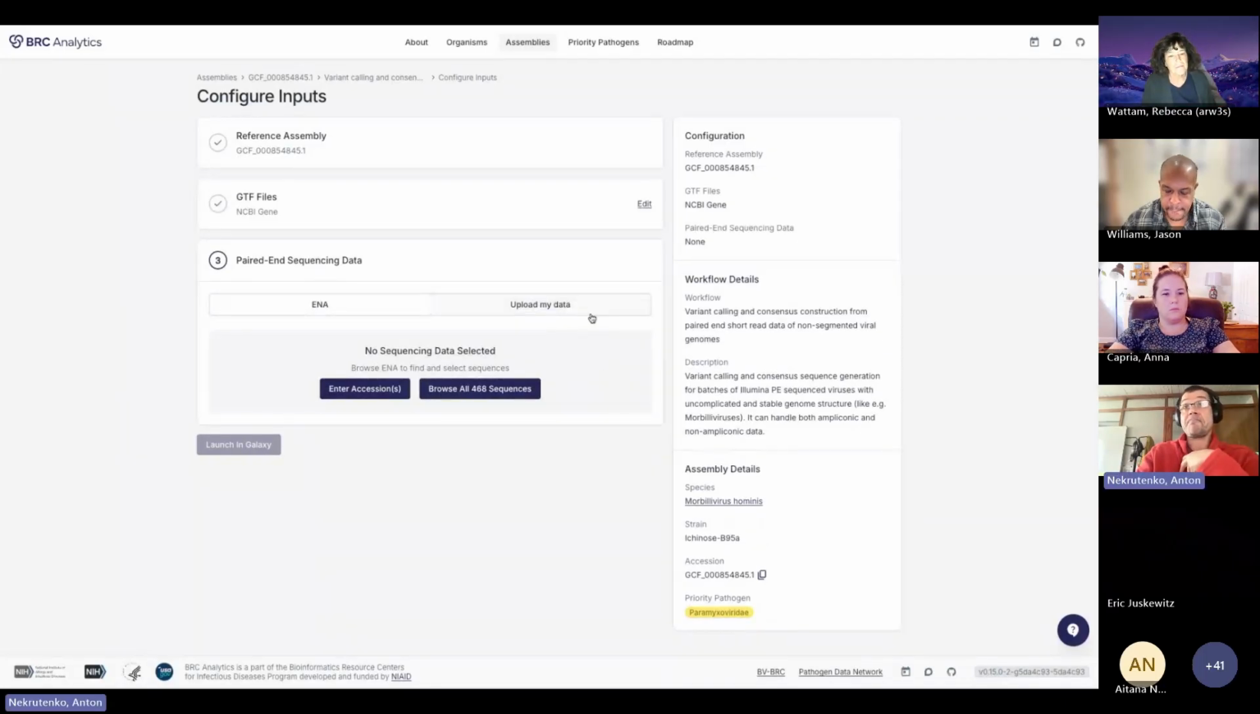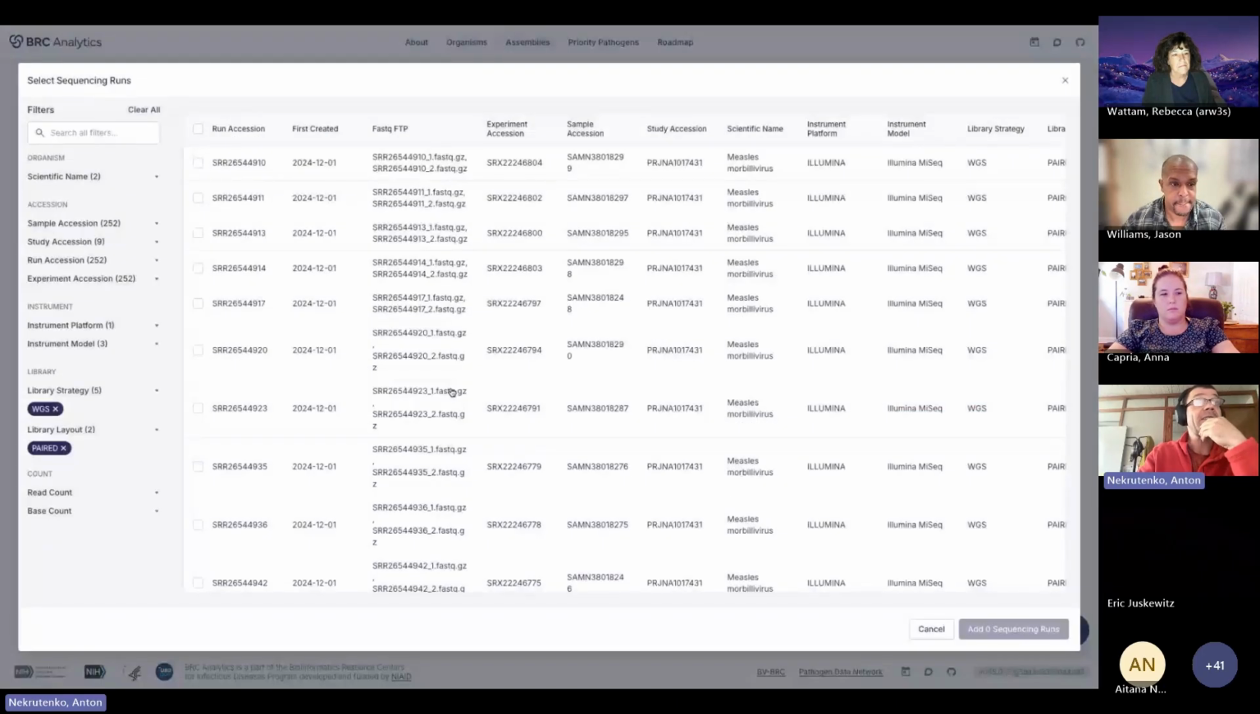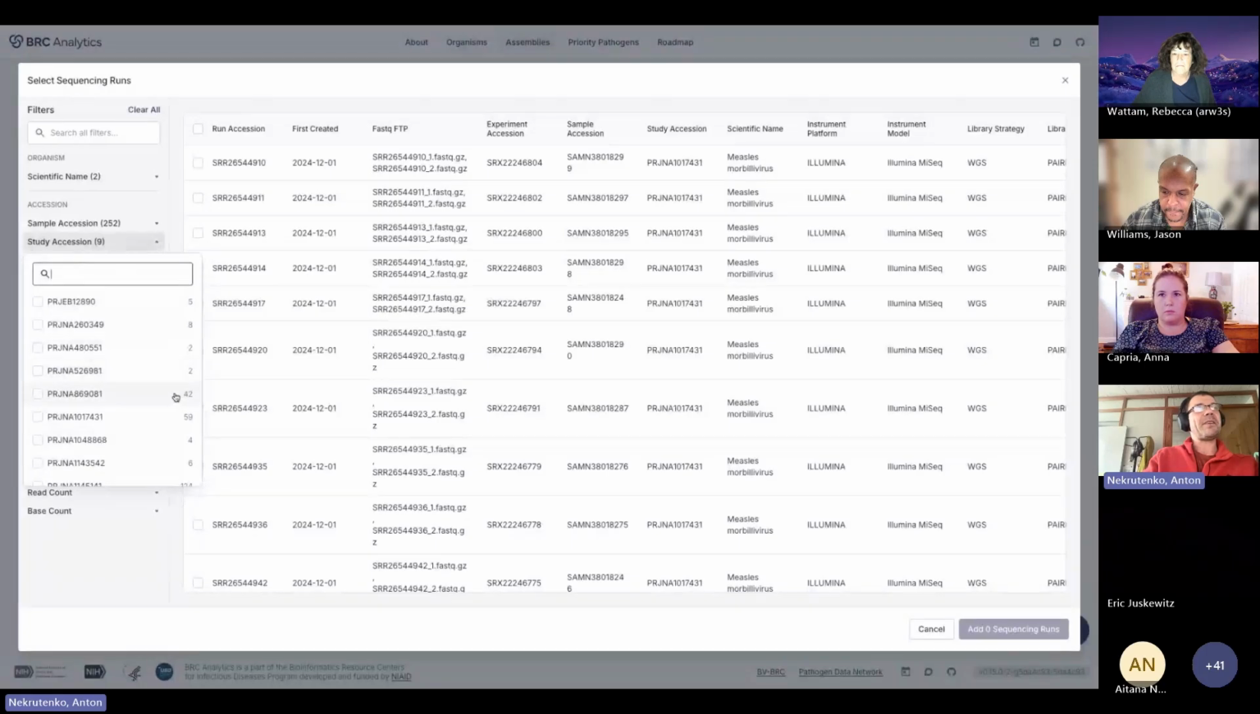This could be your data, so if you do surveillance in a hospital or things like this, or it immediately queries SRA, so it already knows that there are, for example, 446 data sets for measles. Not that much. It's not COVID. This is one of the reasons I picked it. So I'm not going to analyze them all. I'm just going to probably pick the biggest ones.